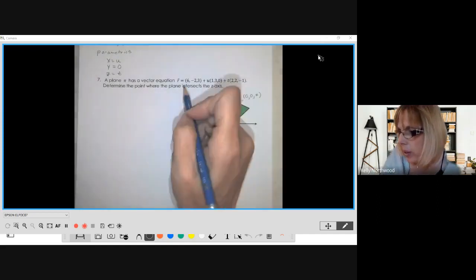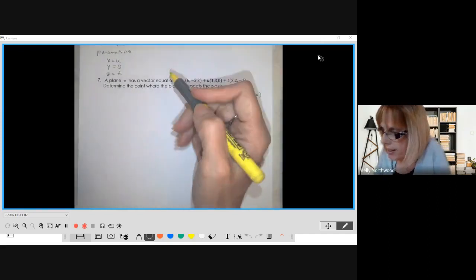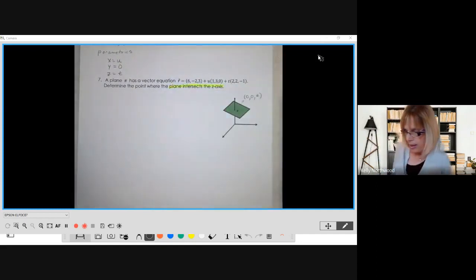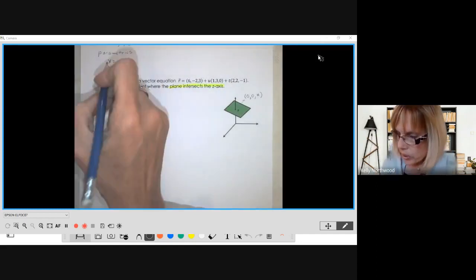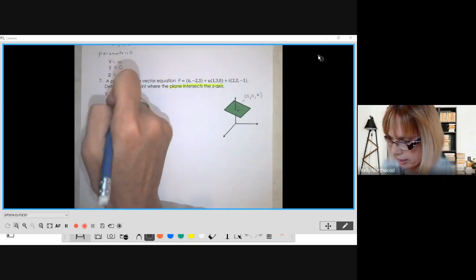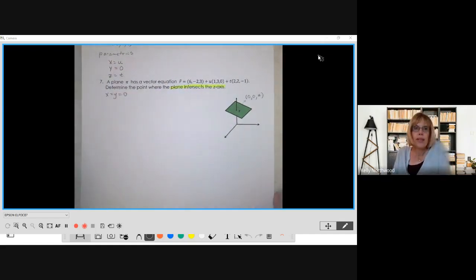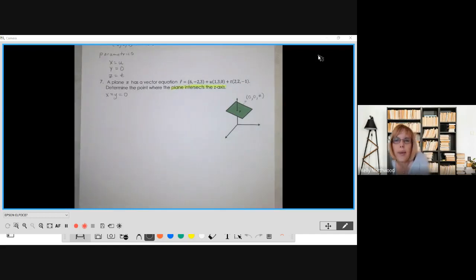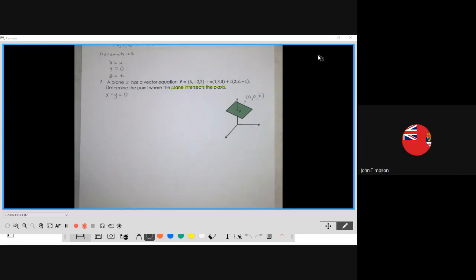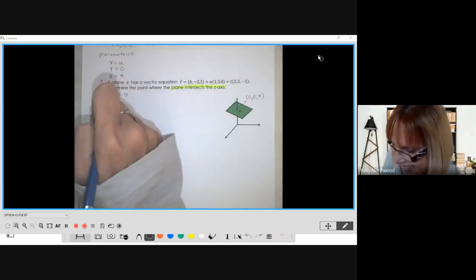Okay, so that's how it's going to be constructed. So right away, we know that when the plane intersects the z-axis, x is going to equal y is going to equal 0, which is going to be important for us. So does anyone have an idea of how we could find that point given the vector equation and the information that x equals y equals 0? Could we use parametrics? We could.